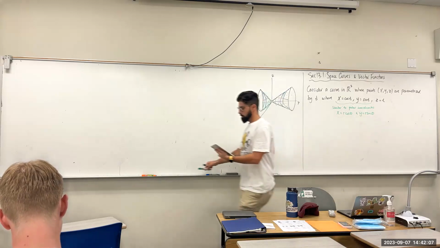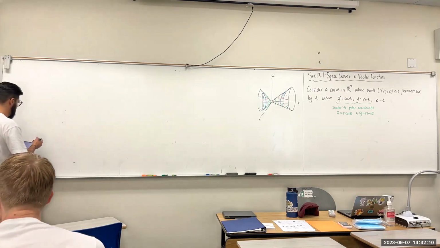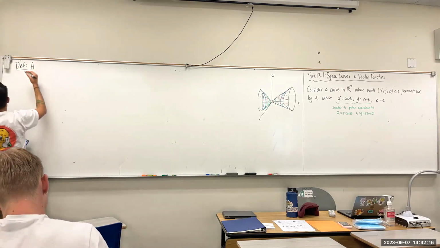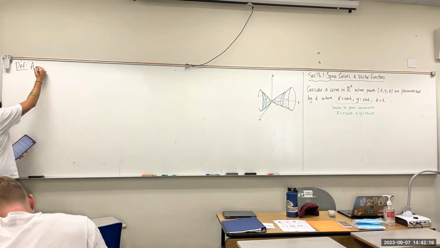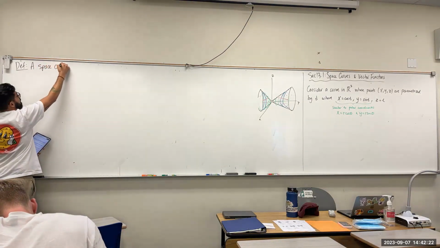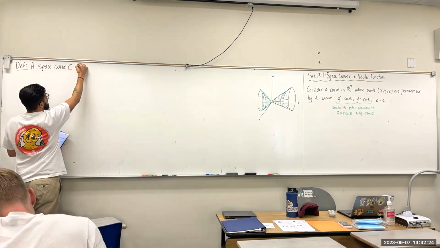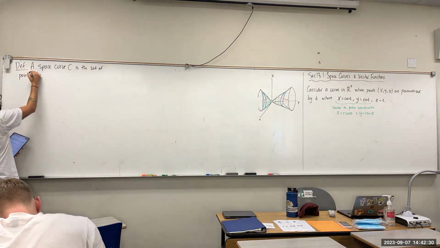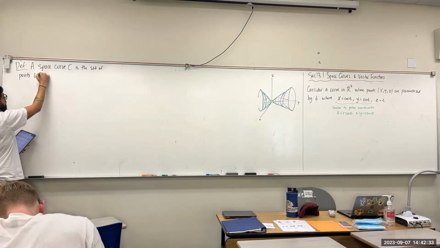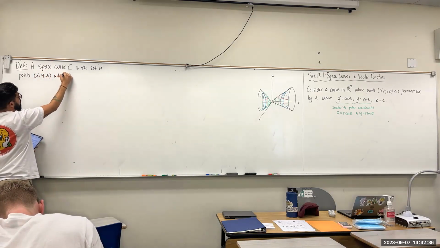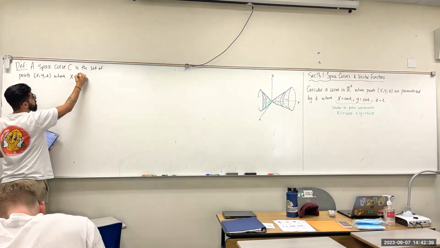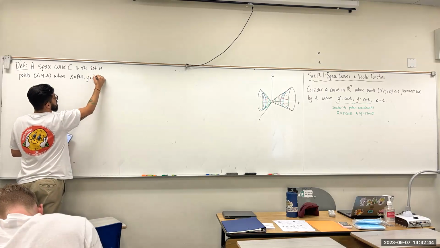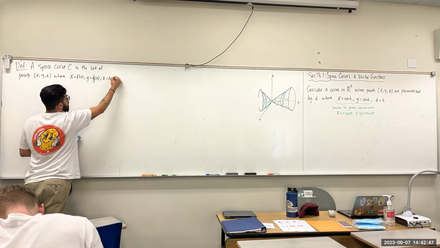All right, so let's define first this thing between space curves and vector functions. At the beginning of the chapter, there are some definitions we've got to go through. So we're going to say a space curve C is the set of points (x, y, z) where x is going to equal some function f of t, y will equal some function g of t, and z will equal some function we're going to call h of t.